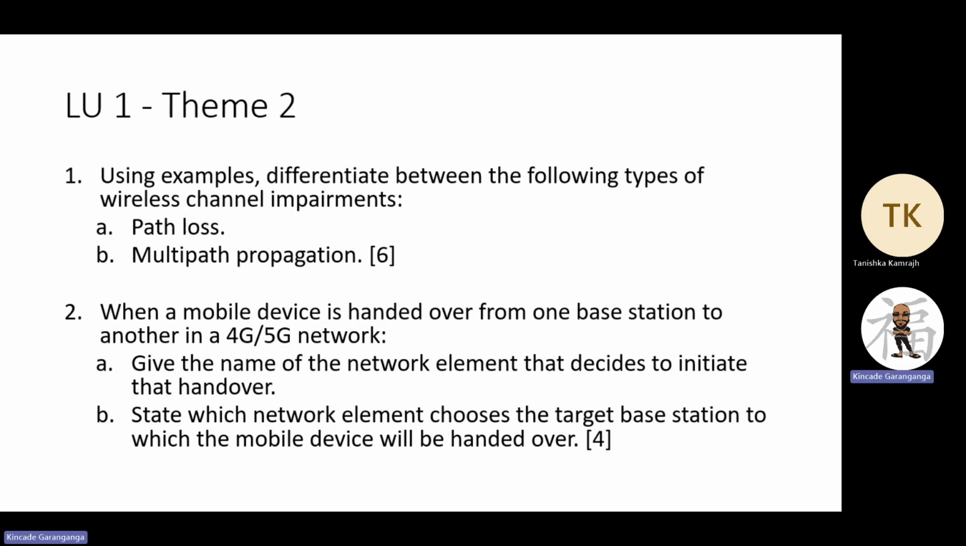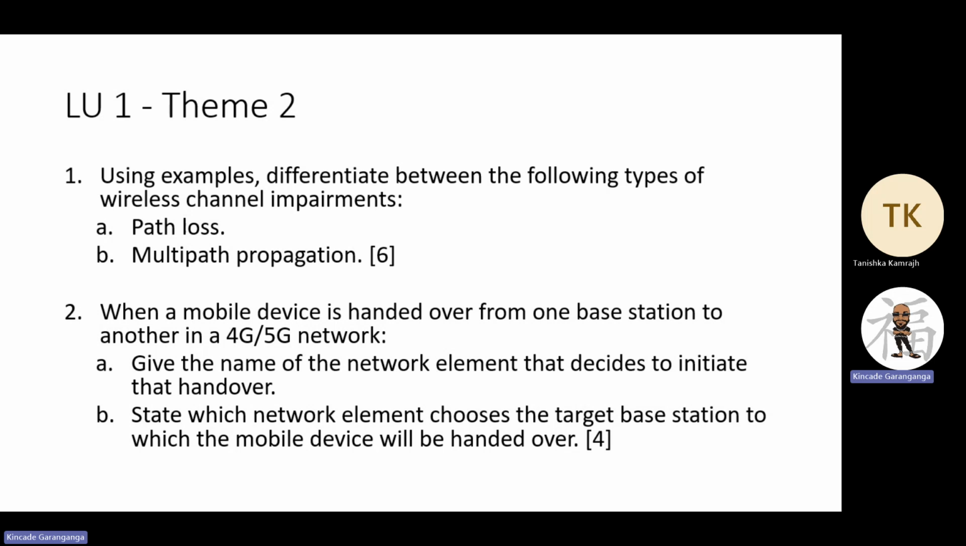And then the second question goes back to what we were discussing in terms of wireless configurations, specifically here with your 4th and 5th generation network configurations. What they're asking is, when a specific device has been handed over from one base station to the other, give the name of the network element that decides to initiate that particular handover in that wireless connection, and then state which network element chooses the actual target station.